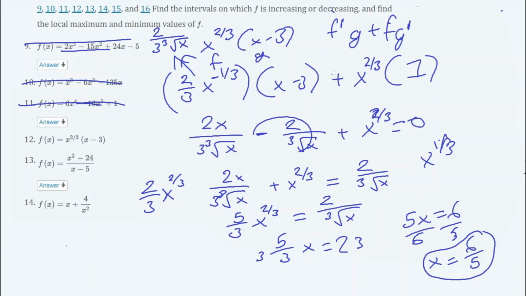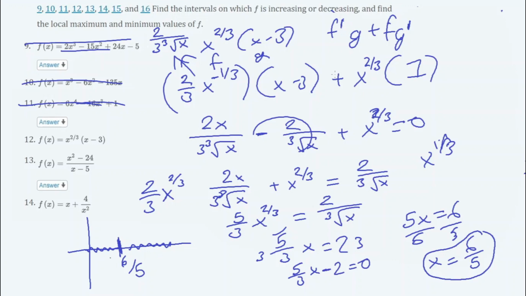So what we could do now is draw a little graph here. So 6 over 5, let's just say that's right here, 6 over 5. We need to figure out what happens to the left of the graph and what happens to the right of the graph. So for the derivative function, for simplistic purposes, we could say the derivative is 5 over 3 x, and we can move the 2 to the left side, so it'd be minus 2 equals 0.